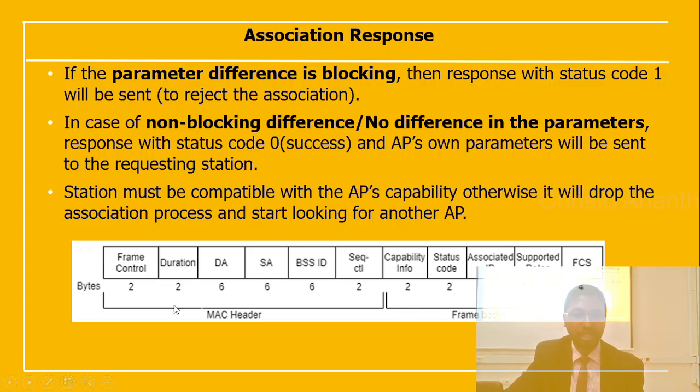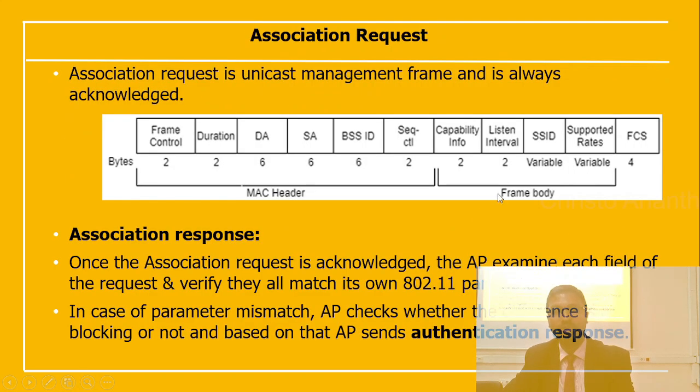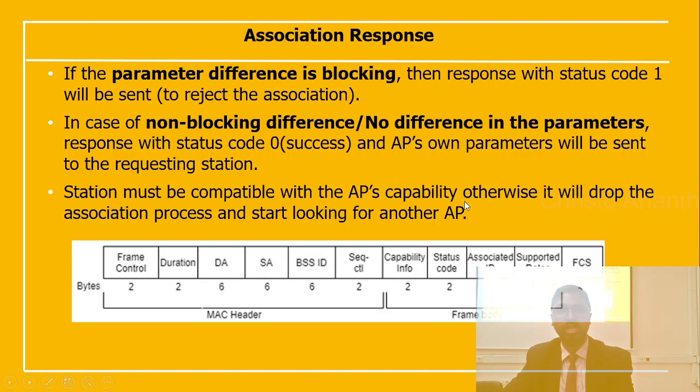Here you see frame control, duration, destination, source, basic service set ID, sequence control: the MAC header. This is the frame body you will see. Here you will see the FCS with 4 bytes. So here we see the functions of the association request and association response.